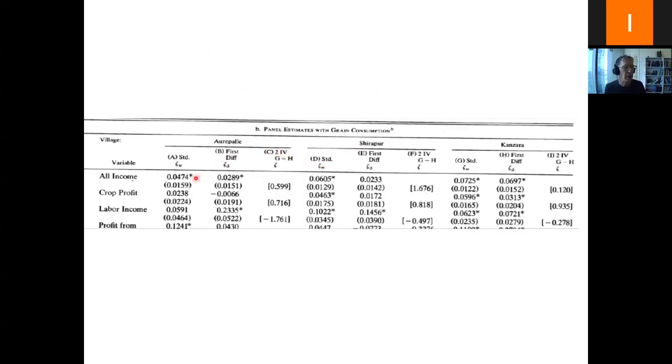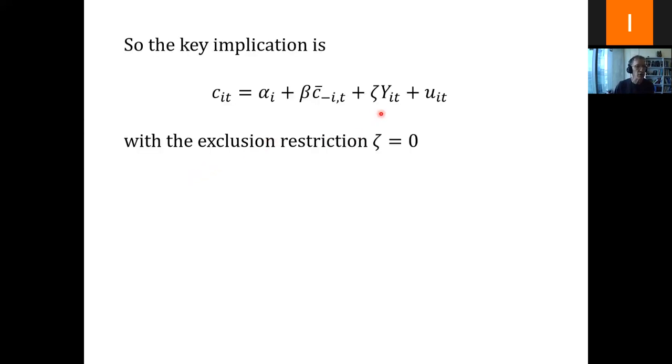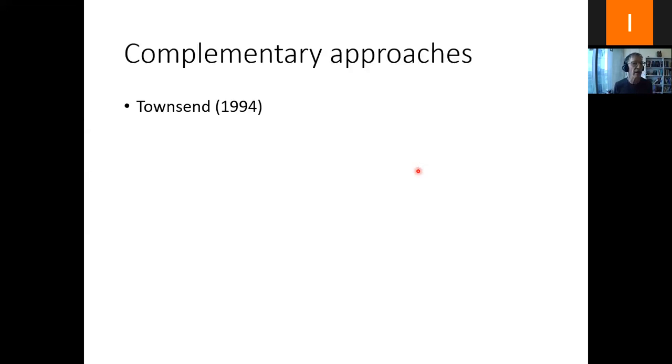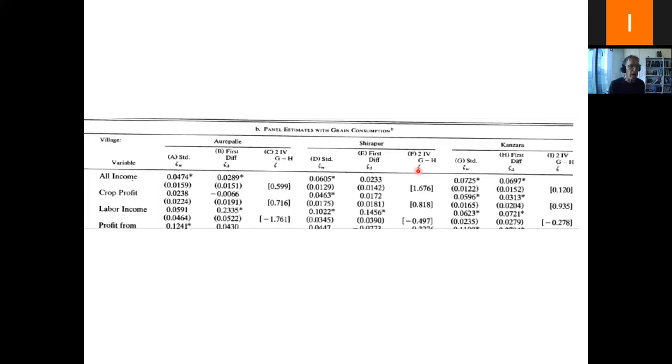And here's just a quick glimpse at some of his results. Let's look at column A. These are reporting the coefficient on zeta. What he's finding is that in each of the three villages, there is a correlation between the household's income and the household's consumption, but it's small. Only about 5 to 7% of the variation in individual income is translating into individual consumption. And so Townsend's response to this is that the consumption of individual households does respond to individual income, but not by much. Okay, I'll stop here for some questions if there are any.